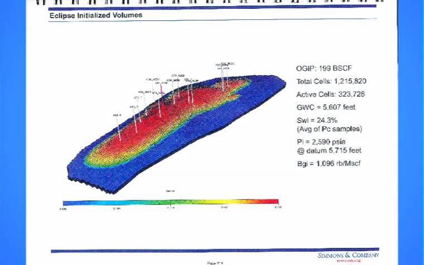The first image regarding the dynamic model is the Eclipse initialized volumes. This image represents the gas distribution in the model. The initialized model reflects an original gas in place of 199 BCF of gas. It's based on a gas-water contact of 5,607 feet with initial water saturation of 24.3% and initial gas formation volume factor of 1.096 reservoir barrels per MCF.